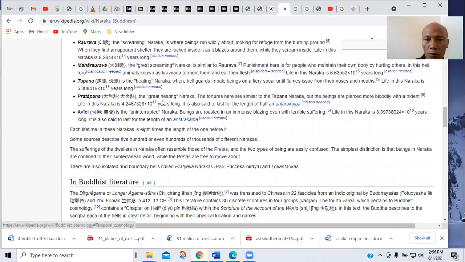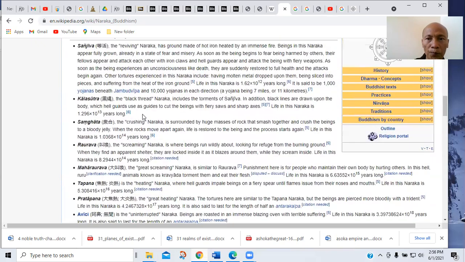So the next one is the dread hidden. The torture is that they tear the body until it's bloody. And the last one is Avici, or uninterrupted hell. They will be roasted or burned with intense fire. So these are the 8 types of hell.